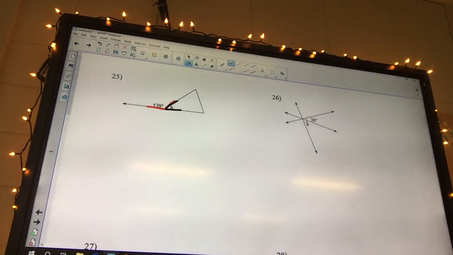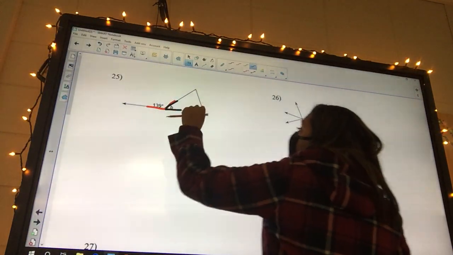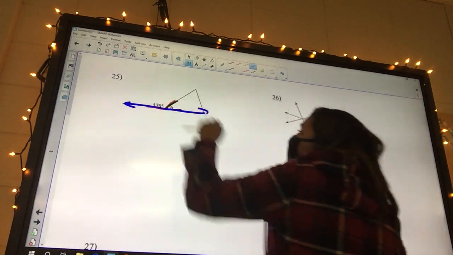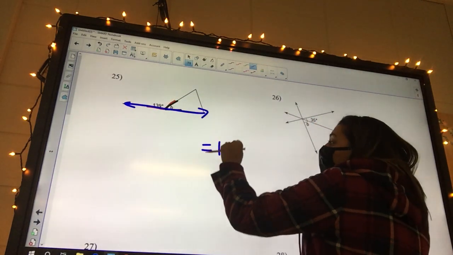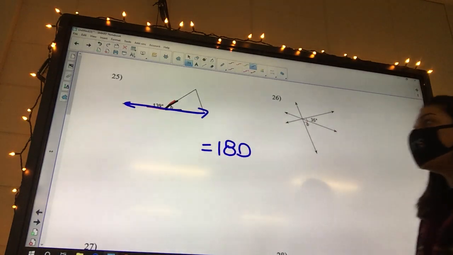Okay, we've talked about other vocabulary words. I'm not looking for complementary or supplementary. What is the other vocab word that we use habitually? Vertical. Are they vertical? No. They are adjacent because they share the same side. So between the two of these, here's the line, and it looks like 180. So yes, Trevor, you're totally right. You could set them equal to 180.